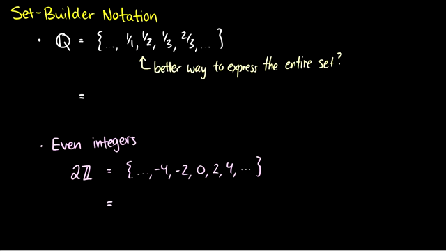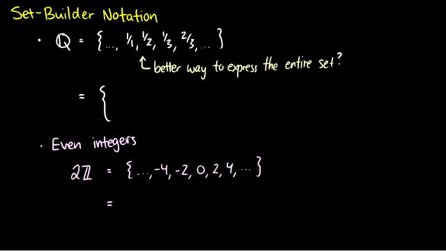The next thing we should talk about is set builder notation. So before, I introduced the rational numbers, and I said, oh, it's 1 over 1, 1 over 2, 1 over 3, 2 over 3, and so on and so forth. There's got to be a better way of representing this entire set. And this is set builder notation, or we can call it maybe predicate notation, where we define elements as variables.